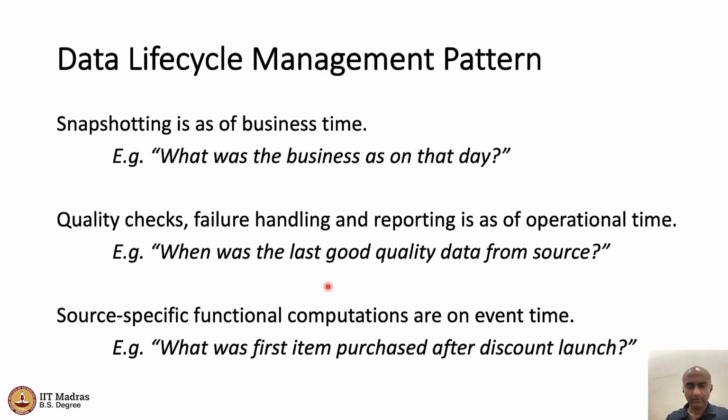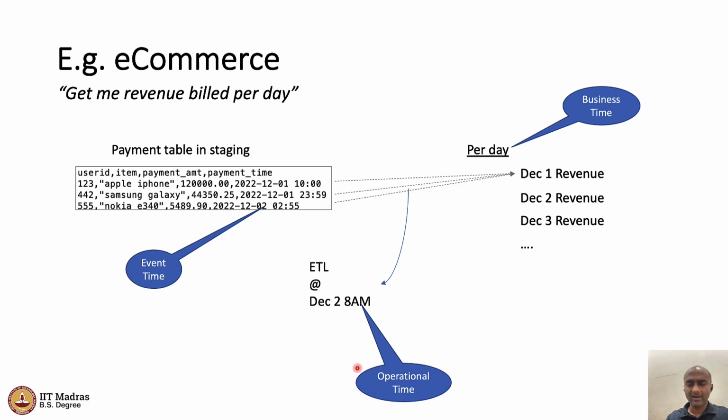So that's what is required for answering this question. What was the business as of a particular day? Instead, if my question is, when was the last time that I got good quality data from the source? Go back and answer it using these notions, right? The business time does not matter there because it's a question about the source.